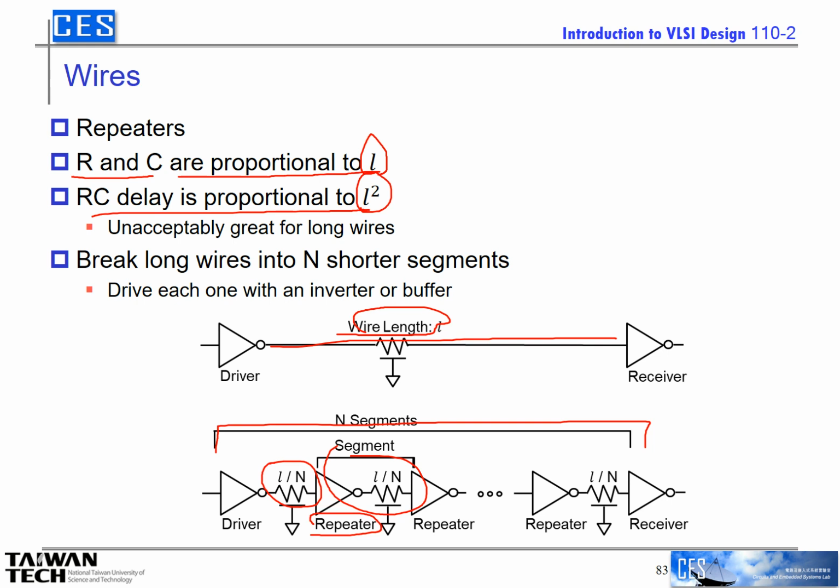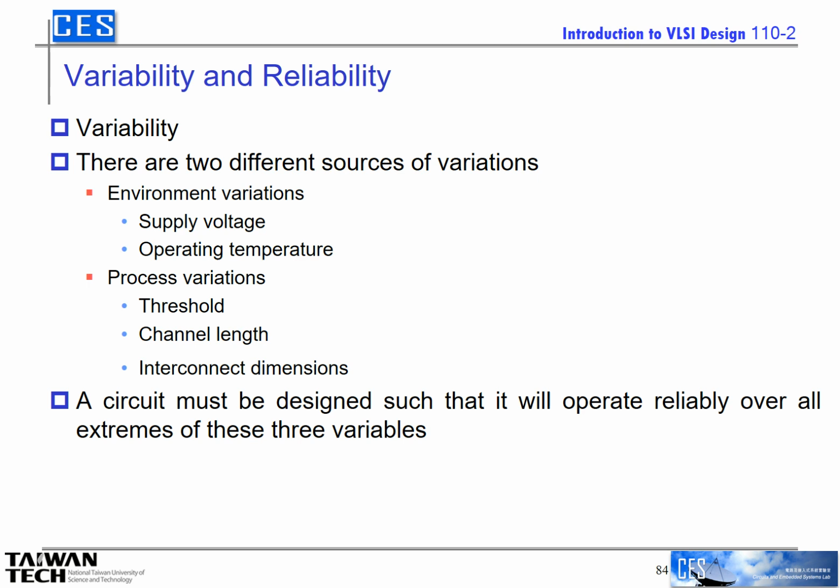Okay, and another thing that usually needs to be considered in circuit manufacturing today is called the variability or the variation. So the variability or variation basically means that after your circuit is designed and implemented, there are some other factors that might result in a change of the behavior of the circuit. So we have majorly two categories of variations. One is called environment variation, including supply voltage and the operating temperature.